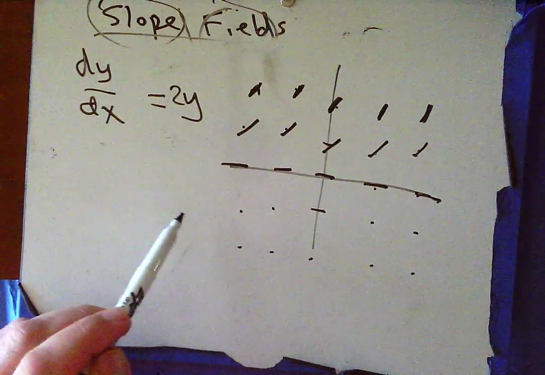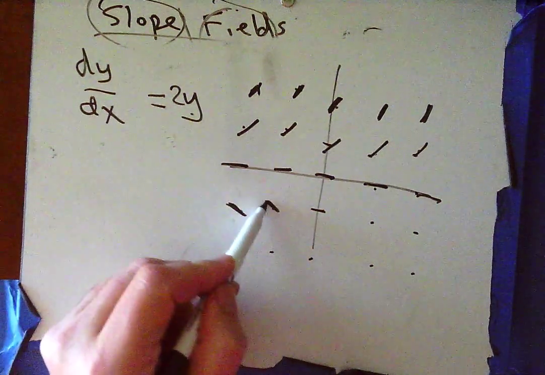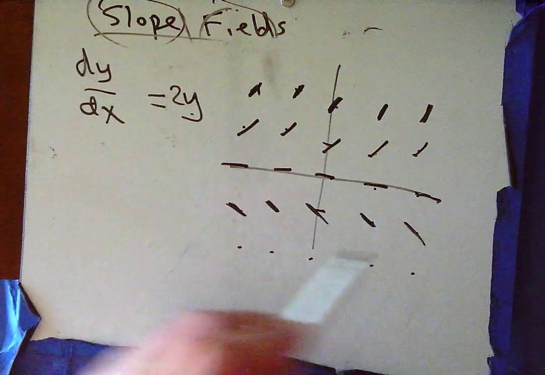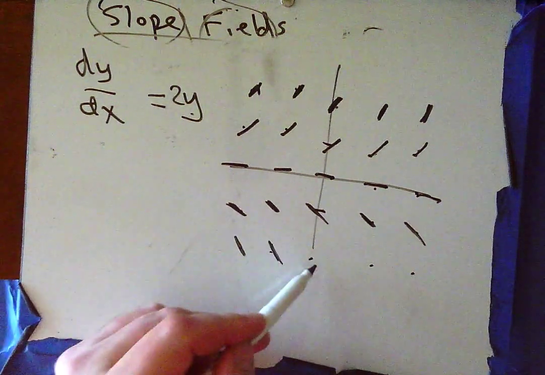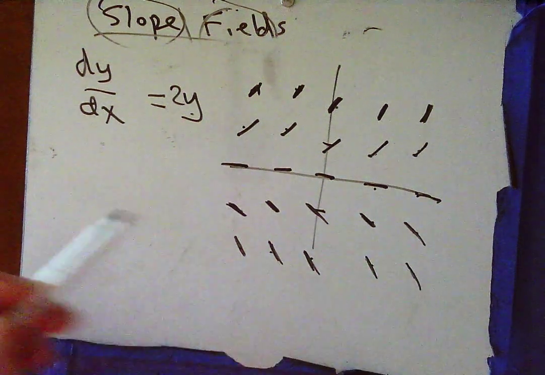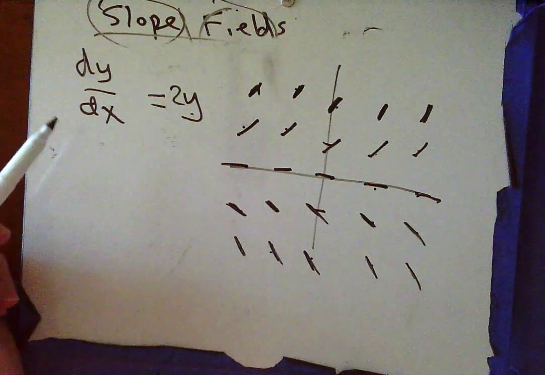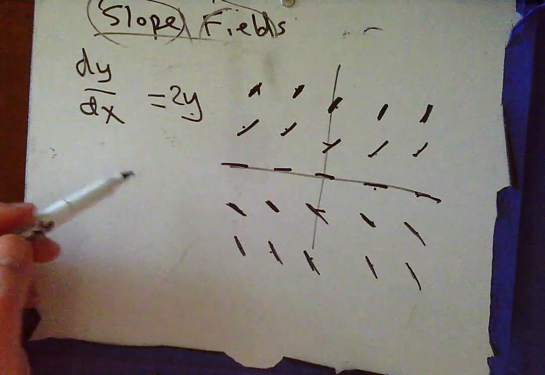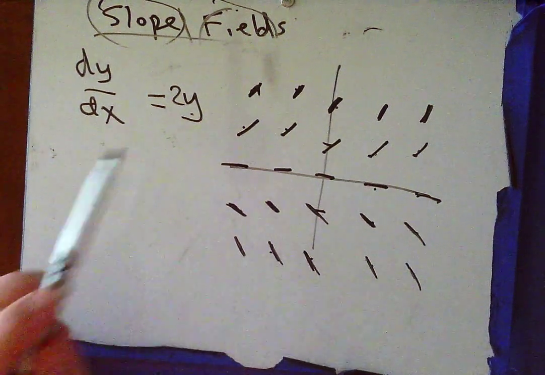Now, what about these negative values? Well, if I plug in a negative 1, I get a slope of negative 2. And if I plug in a negative 2, I have a slope of negative 4. So, do you see the infinite number of antiderivatives? Yeah, I do.